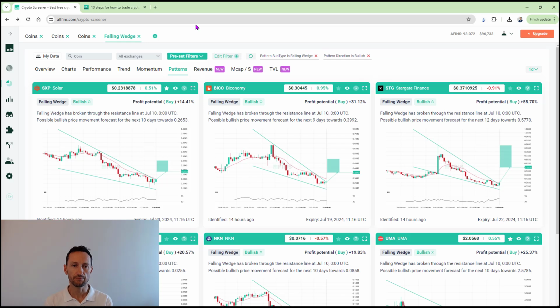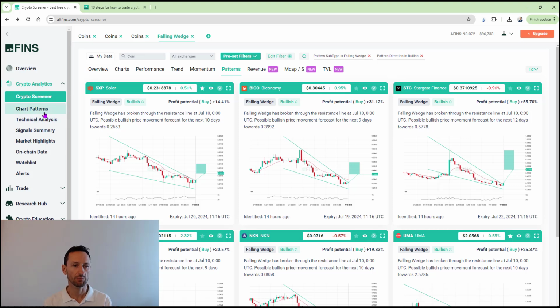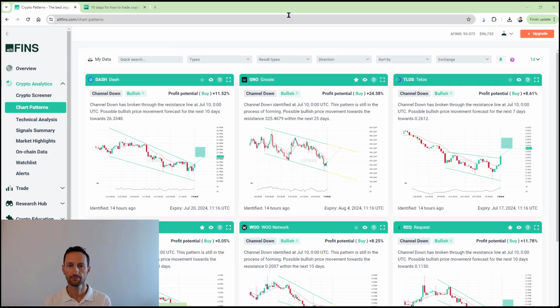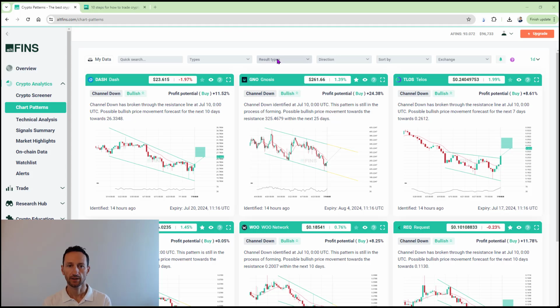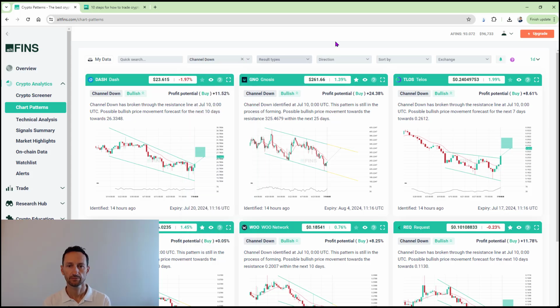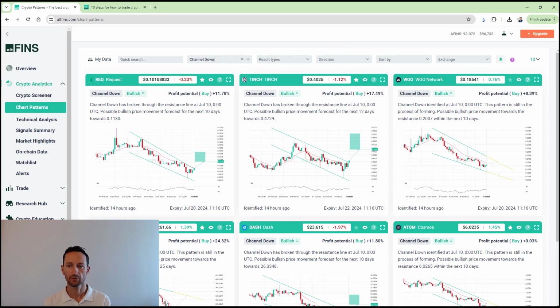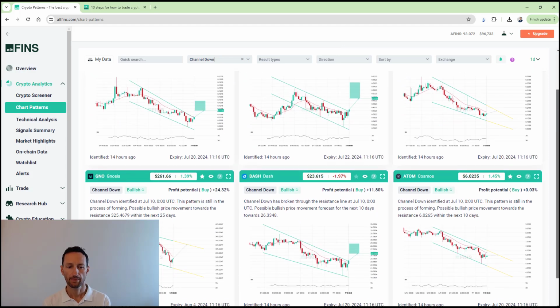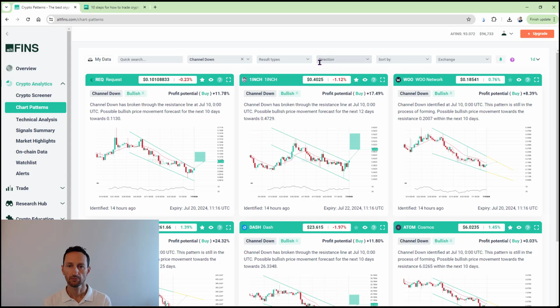Okay. Now, that's similar with the channel down pattern. We can take a look at some examples as well. Let's do it differently now. Let's go to the chart patterns, and let's go ahead and search for channel down. Okay. Now, all of these are bullish, but they don't have to be. Sometimes they can be bearish as well.